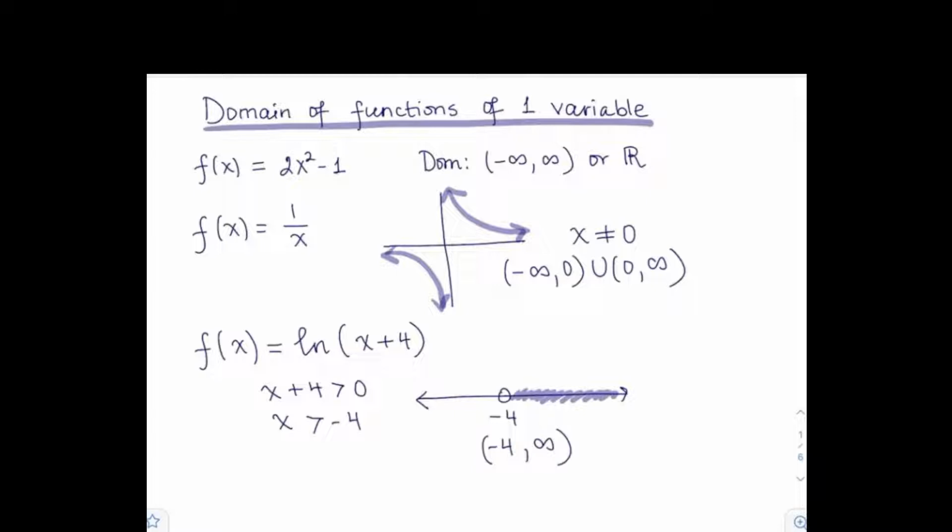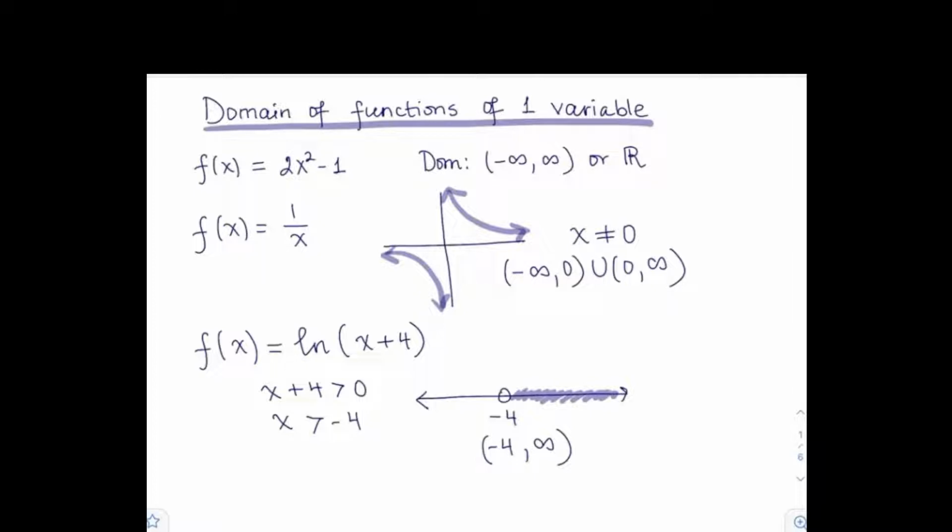So if you take a look at these simple examples, you will see that the domain of a function of one variable is part of the x-axis, right? So it's a line segment, either bounded or unbounded, all right? But it is part of just R.